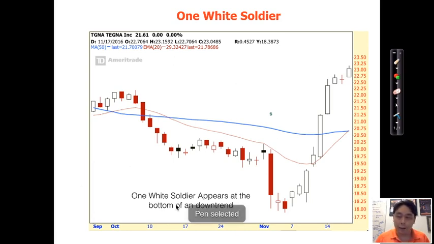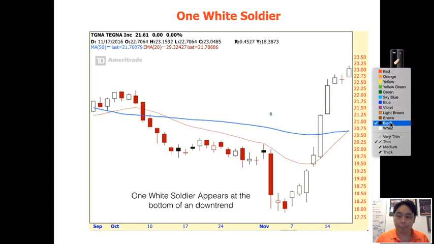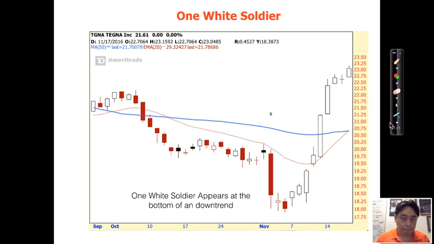So can you identify the one white soldier pattern? Can you find a one white soldier pattern? There it is, one white soldier. Once again, you want to see a sell-off, price going down, sell, sell, sell. And this is the last bearish candle to make a new low. Now, that bearish candle in the one white soldier must be a new low. It must be the lowest point of the price. And following that, we have a bullish candle.